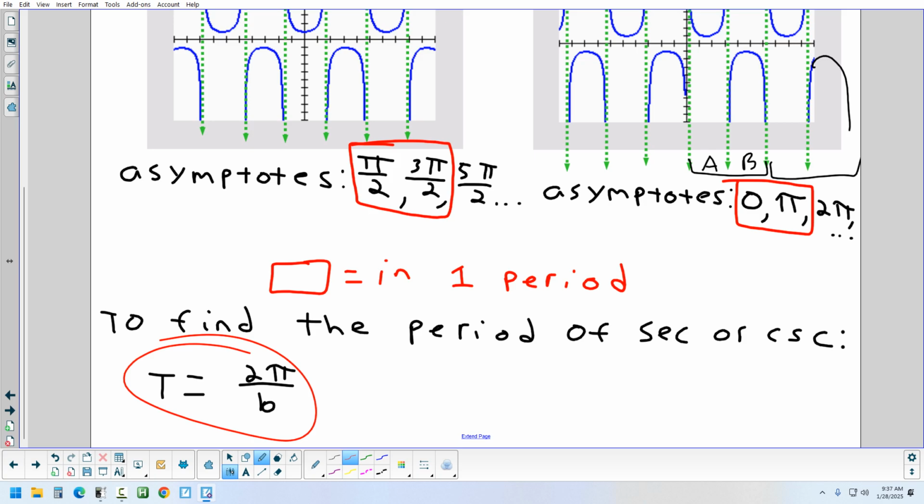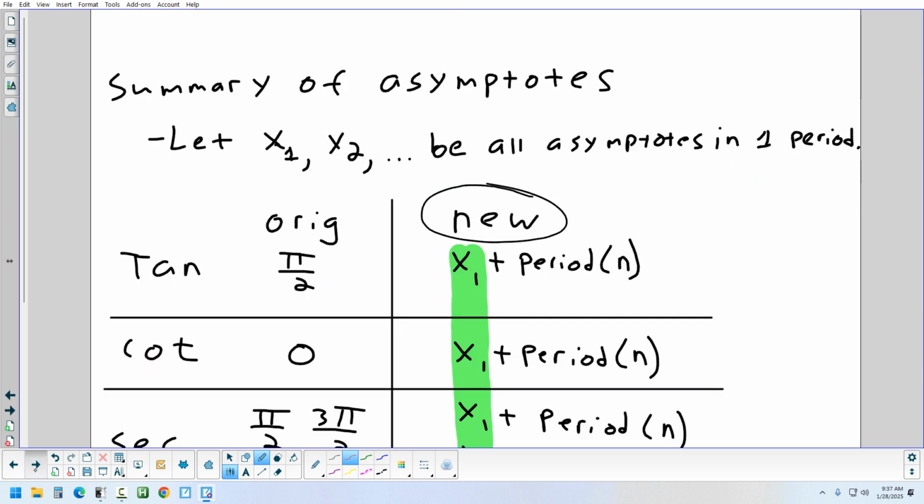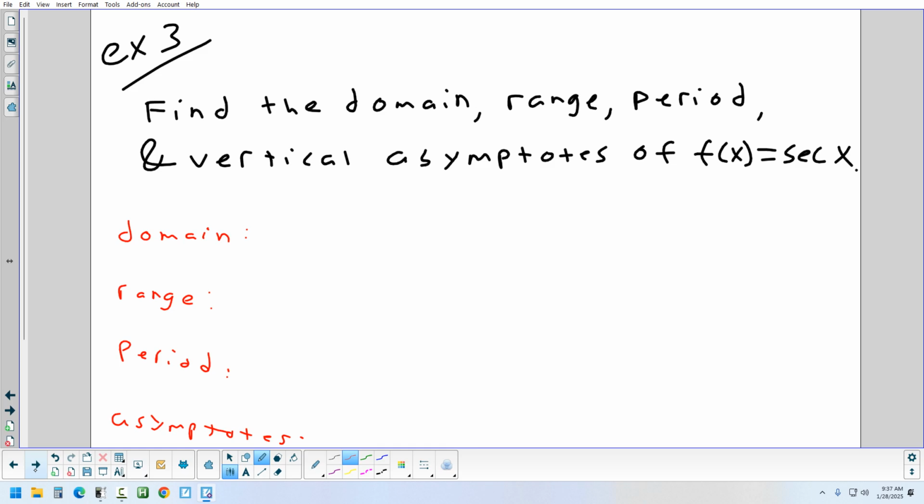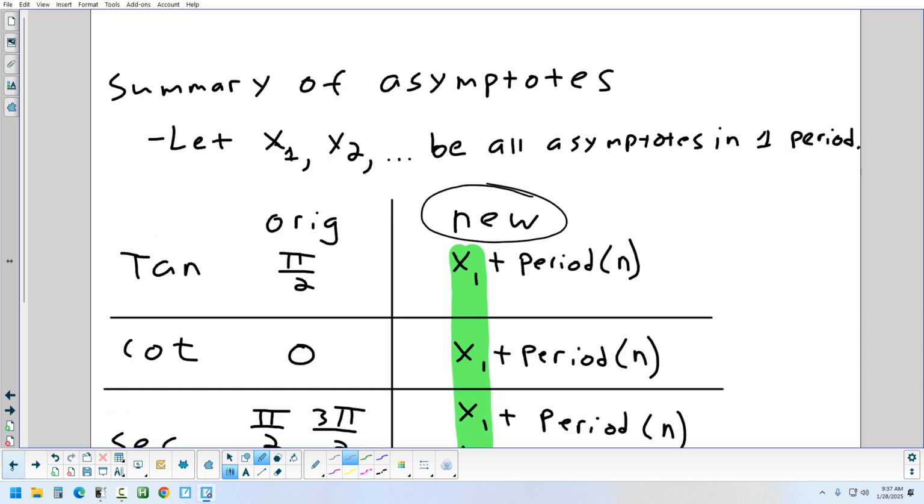All right, so let's go back to our example and find the period. Period for secant is 2 pi over b. What's b in this case? 1. So it's just going to be 2 pi. That's the easy one. Period is 2 pi. The range, let's think about that.